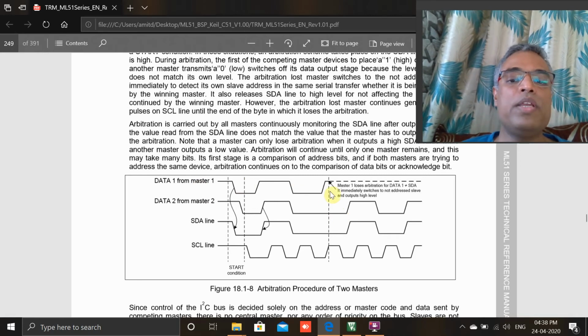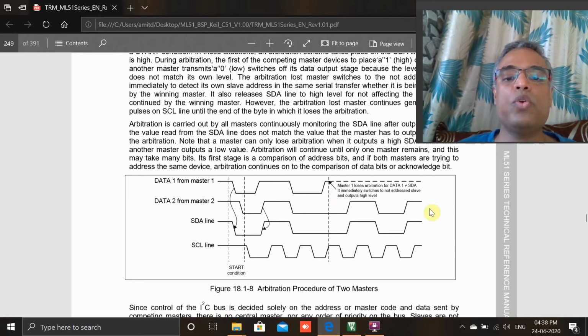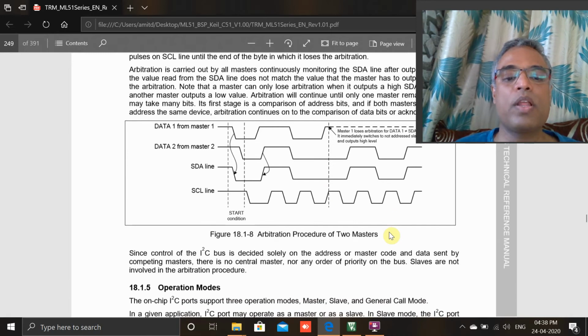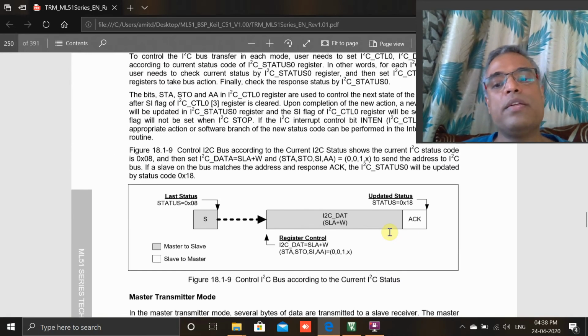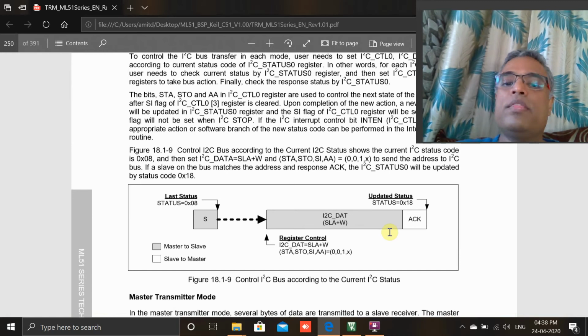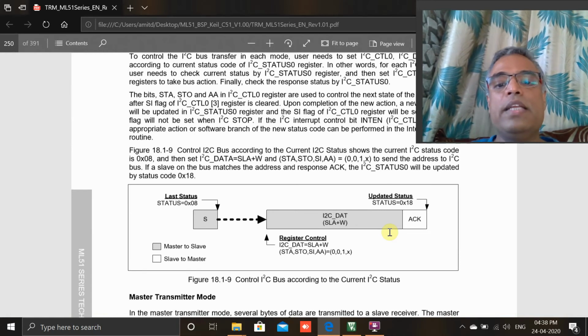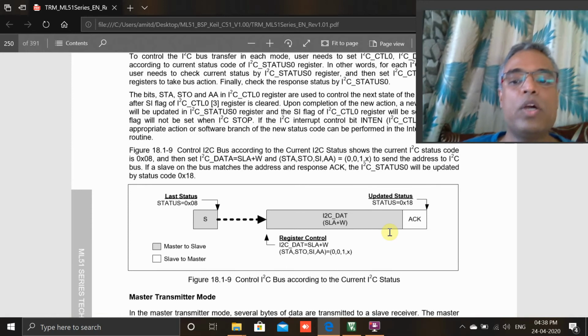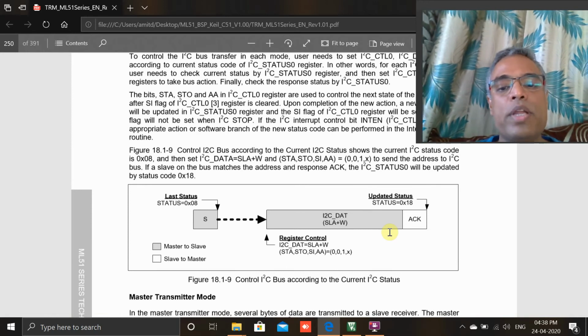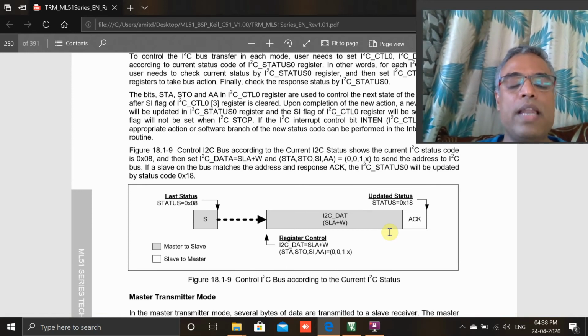Master 1 will release the bus and master 2 will continue to operate as the new master. Okay, so much for that. Now the thing with the ML51 implementation is that it's a very tricky implementation, and a very good implementation at that, because it has inherent protections against I2C bus latchups.